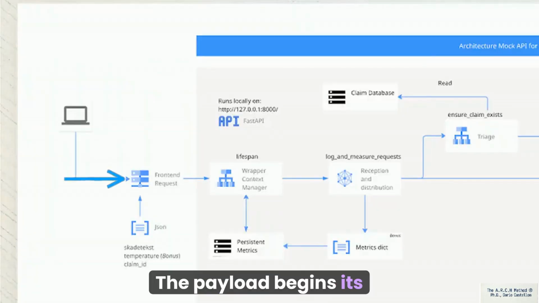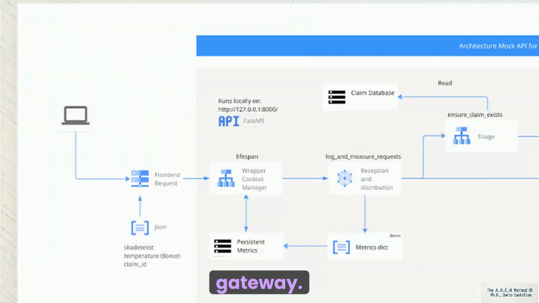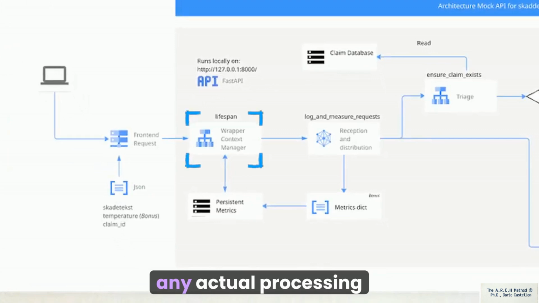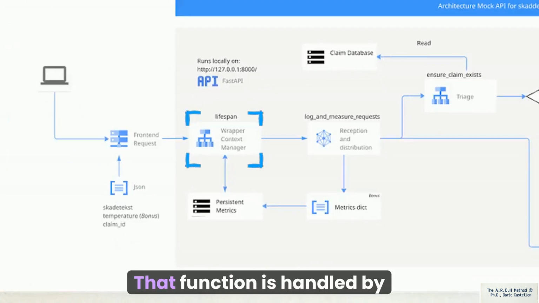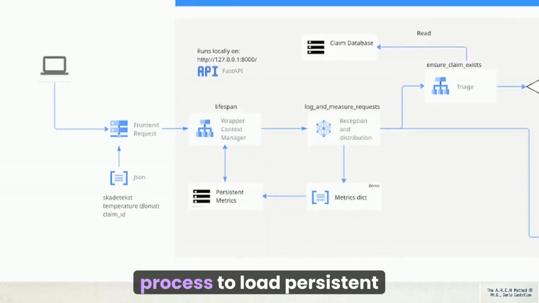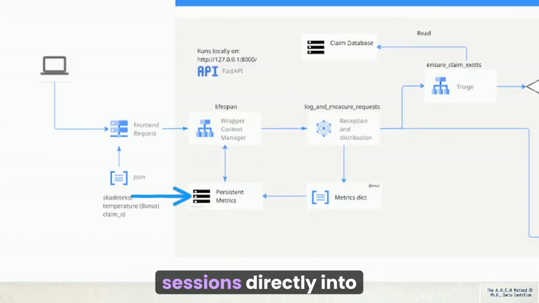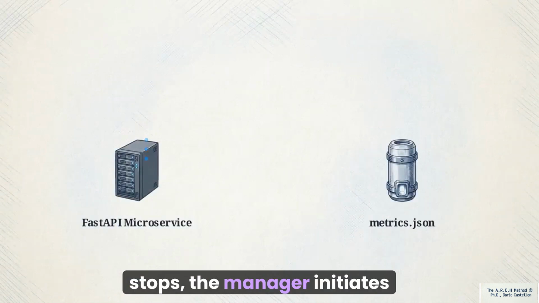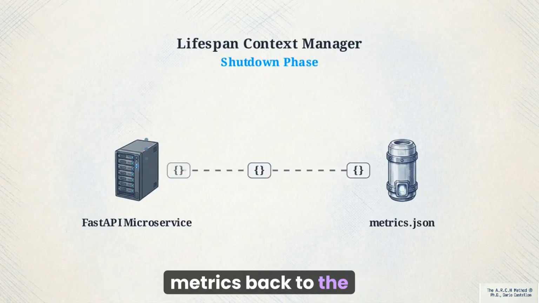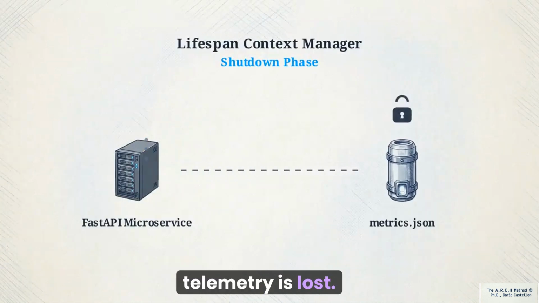The payload begins its journey here, leaving the front-end request and striking the fast API gateway. A reliable enterprise system requires telemetry before any actual processing begins. That function is handled by the Lifespan Context Manager. During startup, this manager intercepts the boot process to load persistent metrics from previous sessions directly into memory. When the server eventually stops, the manager initiates a shutdown phase, safely writing those updated metrics back to the persistent store, so no telemetry is lost.